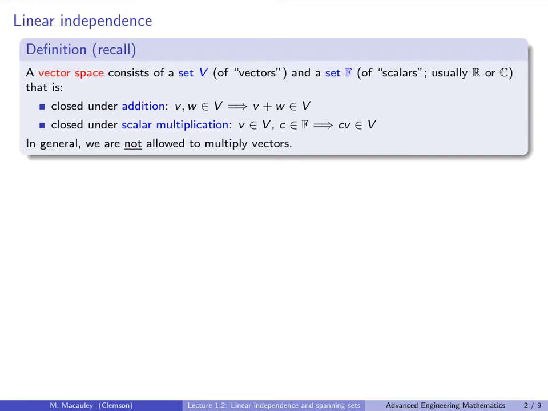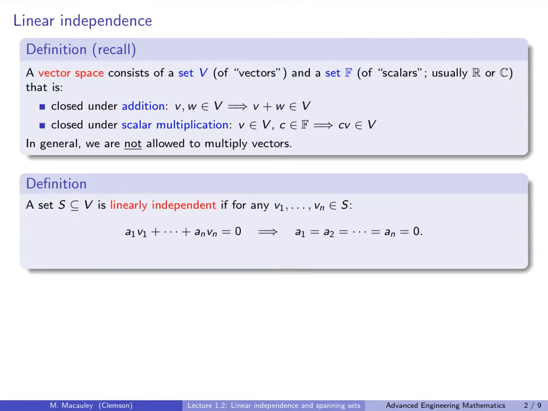V has to be closed under addition, meaning if you add together any two vectors, you get another vector. And closed under scalar multiplication, which means if you take any vector and any scalar and multiply them together, you get another vector. In general, we are not allowed to multiply vectors, though sometimes there is a natural way to do that. That's generally not allowed in an arbitrary vector space.